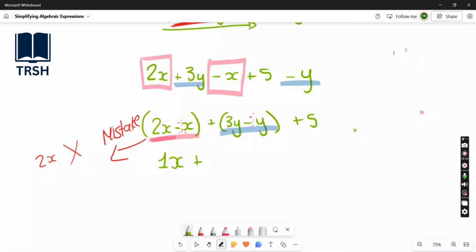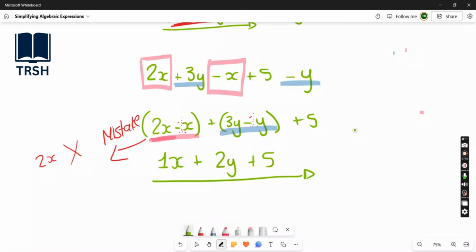Then our second group, we have 3y minus y. 3 minus 1 will give us 2. Our variable will stay the same, plus 5, and that's it. You've simplified your algebraic expression. It's as easy as that.